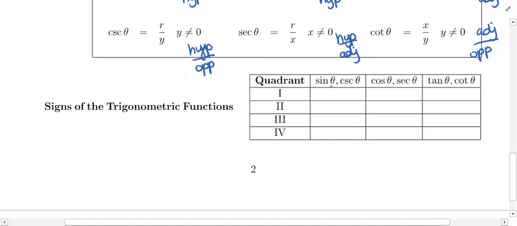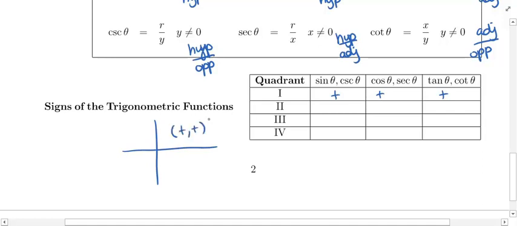So you have the four quadrants, and we have it broken down by sine and cosecant, because those will have the same signs, positive or negative. Then we have cosine and secant, which have the same signs, and then tangent and cotangent. What you need to remember is that everything is positive in the first quadrant.